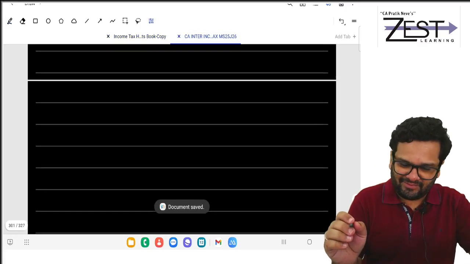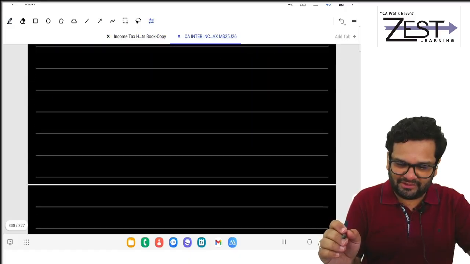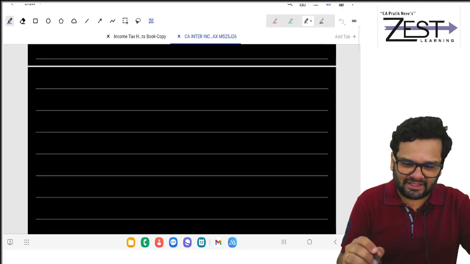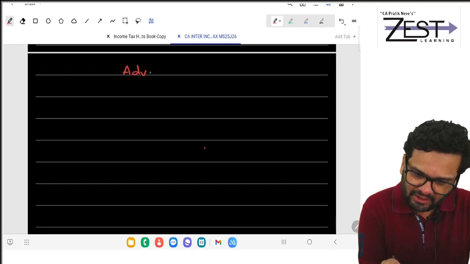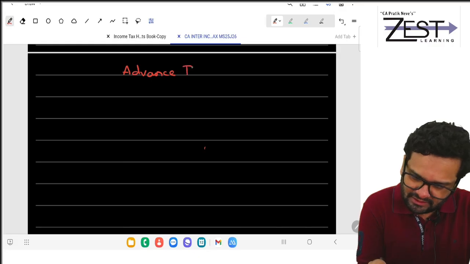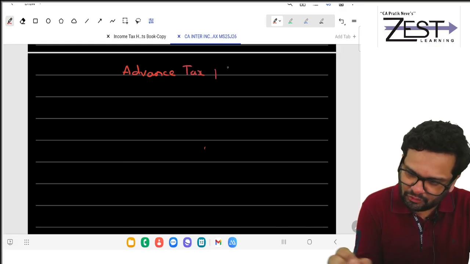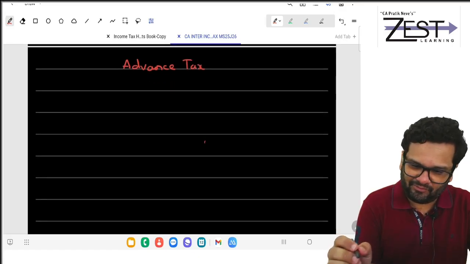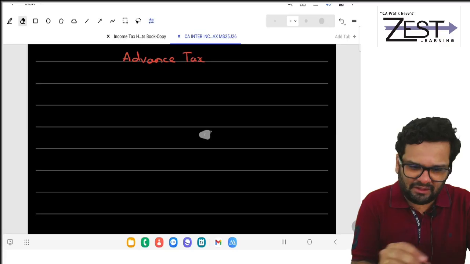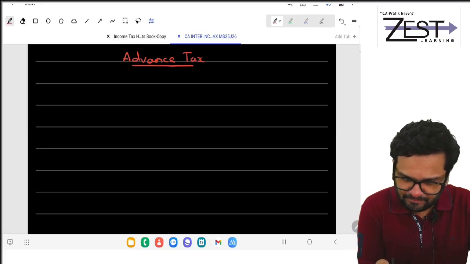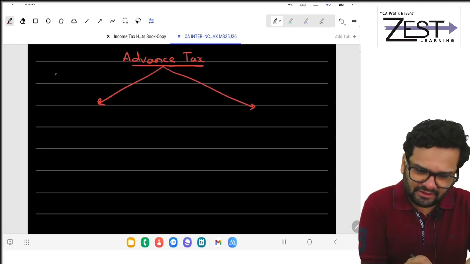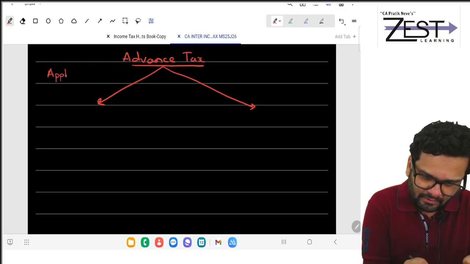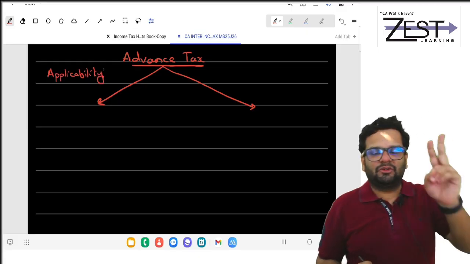See. So, now my question to you is, when are advance tax provisions applicable? Simple, there are two possibilities. What are we discussing? Applicability. There are simple two possibilities.